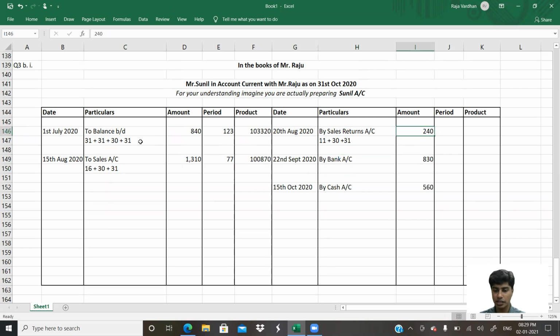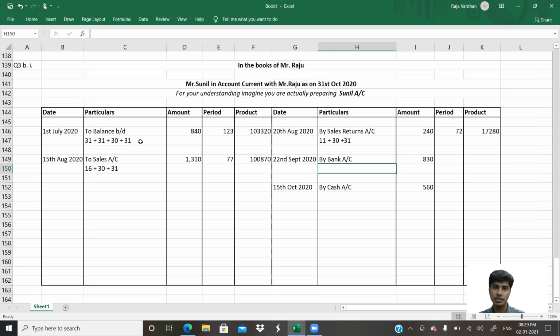So what is it? 11 plus 30 plus 31, 72 days. Now we'll find the product. 240 multiplied by 72. Next, we'll find it for 22nd September.